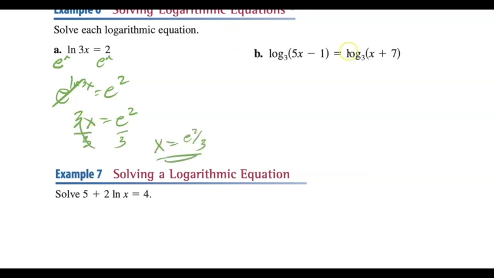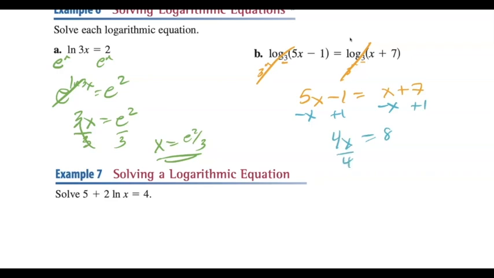The next one's a log one. Same idea. Technically these are equal, you just cancel them out. But why that works is because you take the base of 3 to both sides. These cancel, you get 5x minus 1 equals x plus 7. Now it's just a simple algebra 1 problem. Minus x from both sides, add 1 to both sides. 4x equals 8, divide by 4, you get x equals 2.